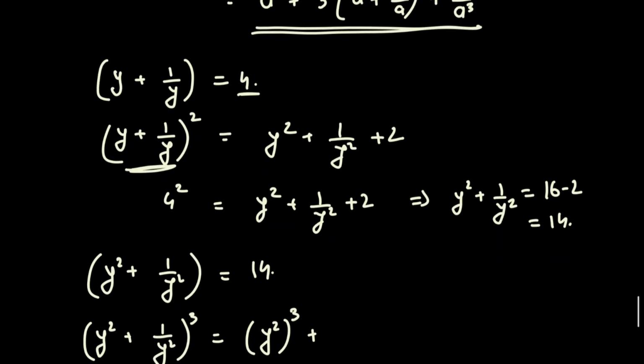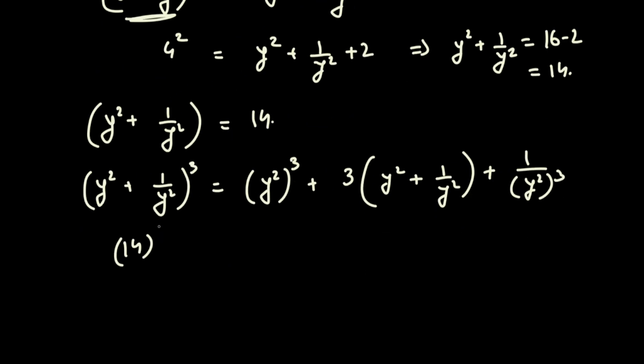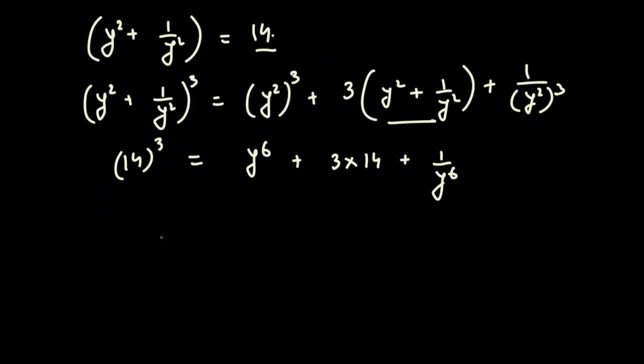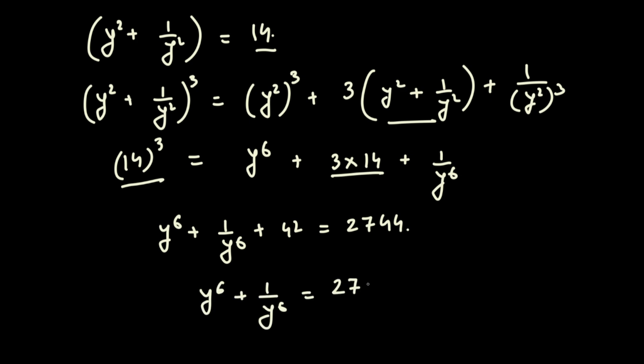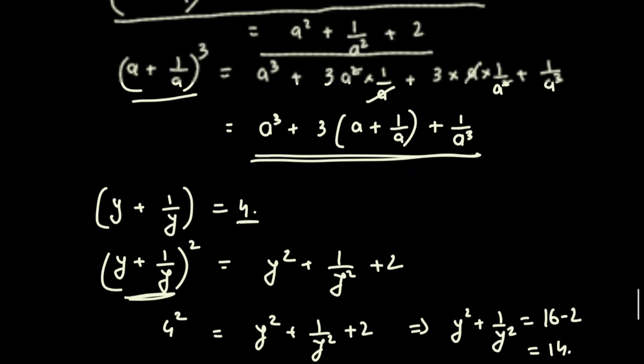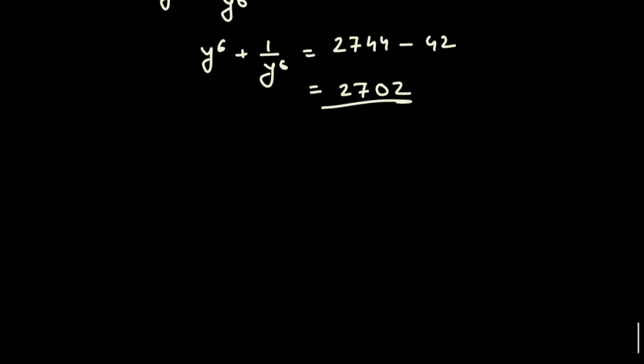And what we find is we'll have 14 cube, which equals y to the power of 6 plus 3 into y square plus 1 over y square, plus 1 over y to the power of 6. Now, we'll have to calculate the value of 14 cube, and we know that 14 cube is nothing but 196 into 14, which is 2744, minus 42, which is 2702, and that's the answer.